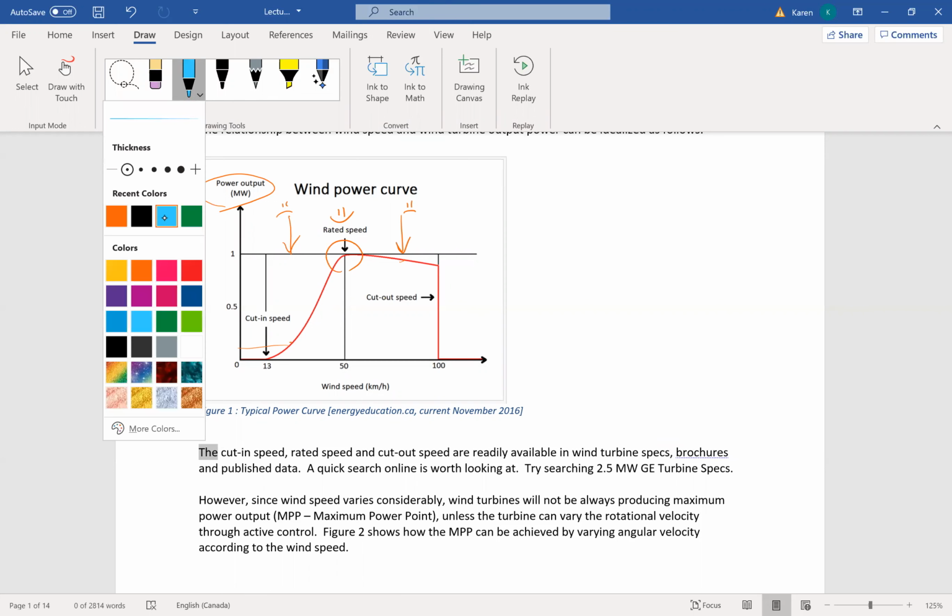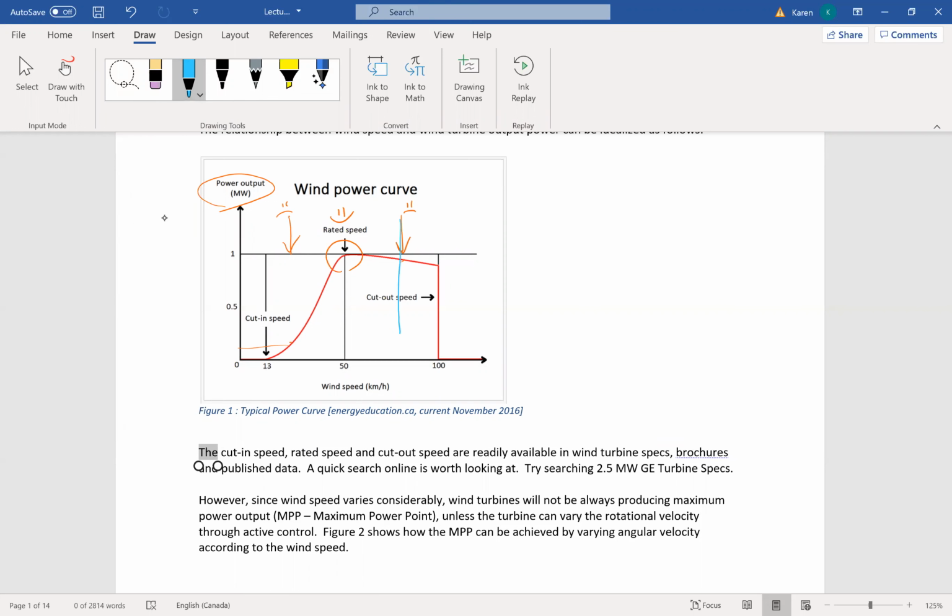However, looking at the different types of wind turbines, some of them are constant velocity wind turbines, or constant speed wind turbines. So let's say a constant speed wind turbine could operate here. And then, of course, you're not getting the full peak power.